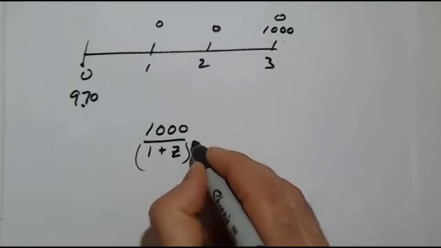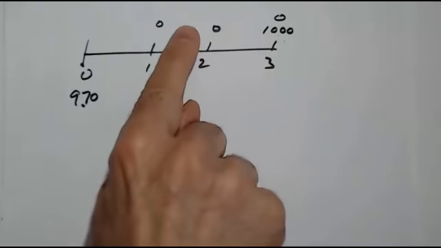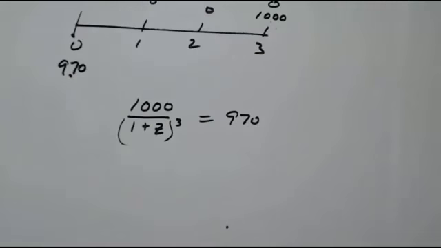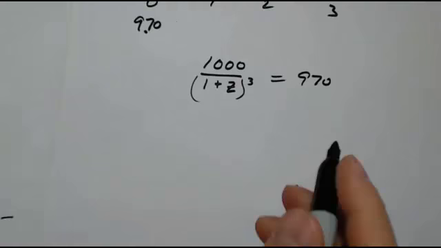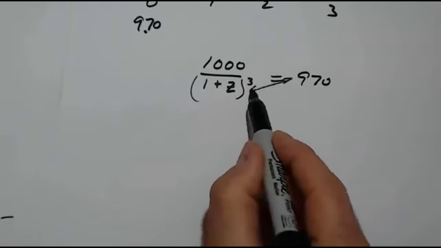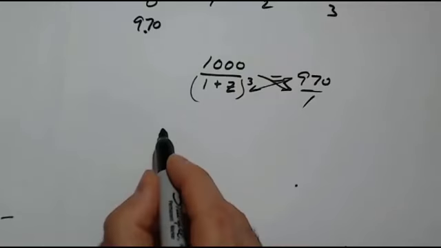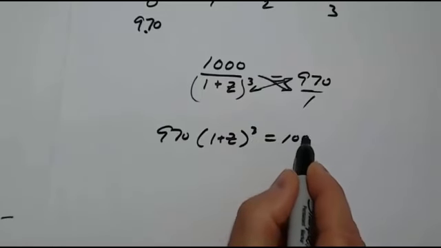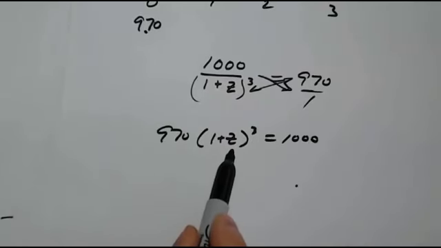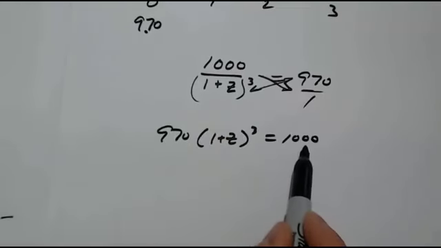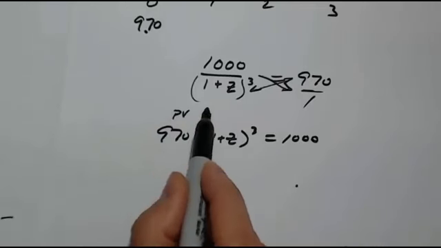So we need to discount this back 3 periods. So it's 1, 2, 3 periods. And that equals $970, right? And so you can solve this quite easily, right? You can set the two equal, right? And so 970 times (1 plus Z) to the 3 equals $1,000. So what is the interest rate that you compound 3 years multiplied by the 970 that you invested gives you this $1,000? So you can think of this as a present value.